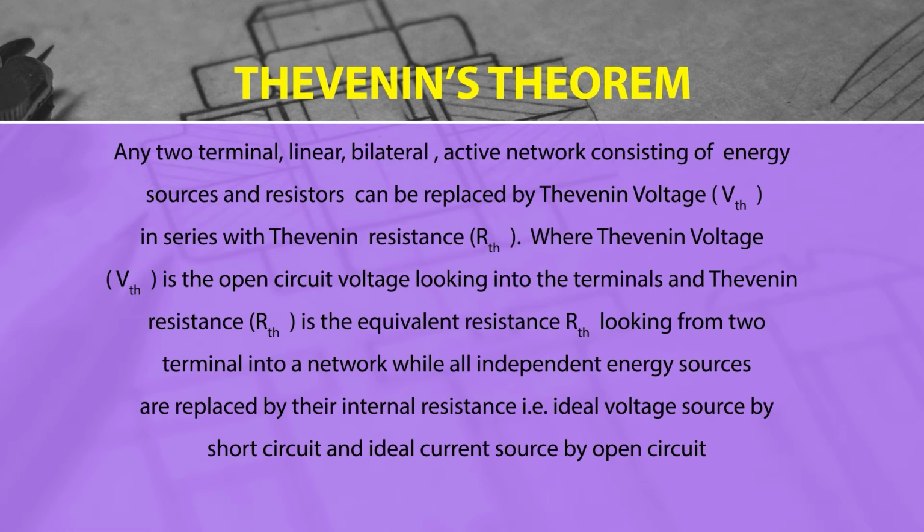So as you know, the internal resistance of an ideal voltage source is 0. That means you can replace an ideal voltage source by a short circuit. And the internal resistance of an ideal current source is infinite. That means you can replace an ideal current source by an open circuit.